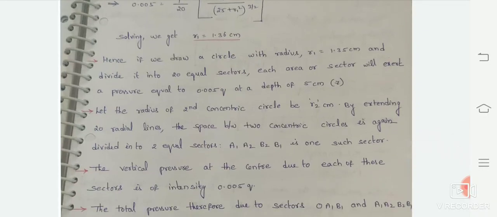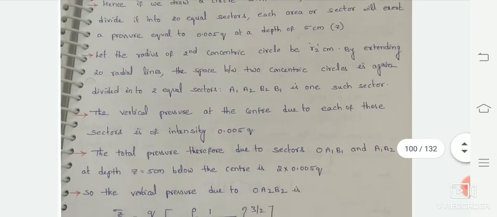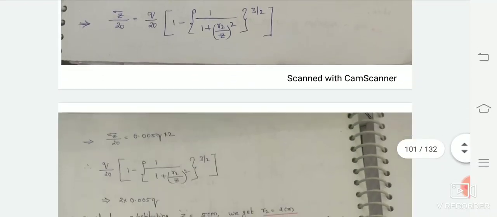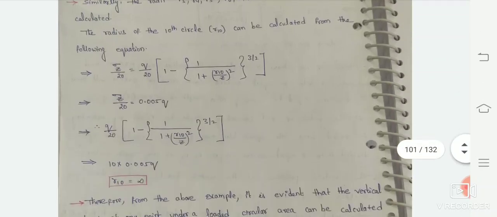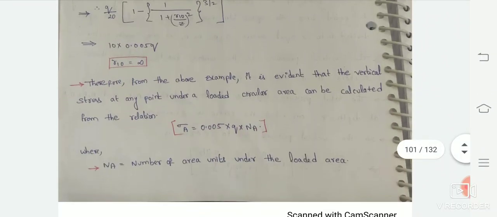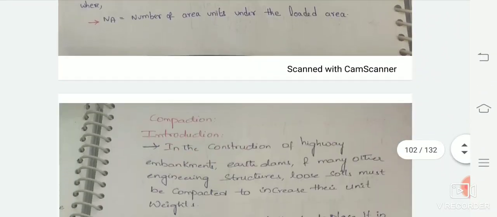And the next one is two concentric circles, which we take into consideration for extending 20 radial lines, with the space between the two circles again. Based upon that, you will get the vertical pressure at the center of the intensity. Similarly, you will take all this vertical pressure for R2, and you calculate for all the circles, like the 10th circle. As we are dividing it into 20 circles, you are calculating for 10 circles. You will be calculating for all the circles.